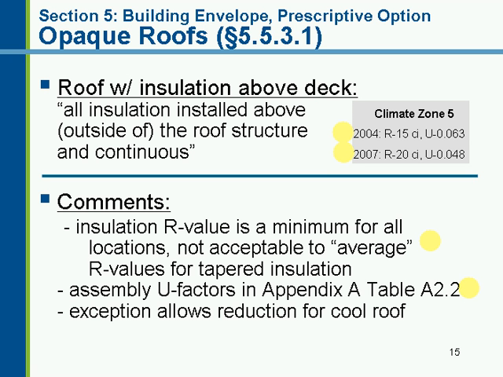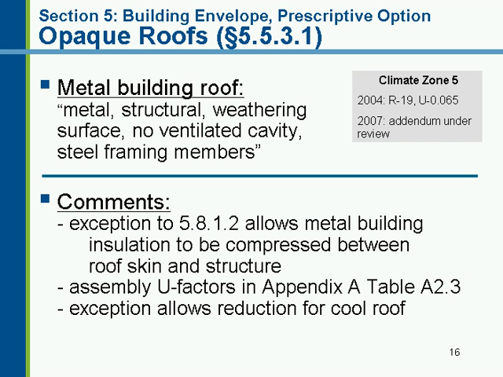Along these lines, and with considerations for the roofing and the cool loads, there is an exception for the milder climates that lets you reduce the insulation 10 to 20% depending on the climate zone if you have a material that meets the cool roof criteria, and that's described in 90.1.